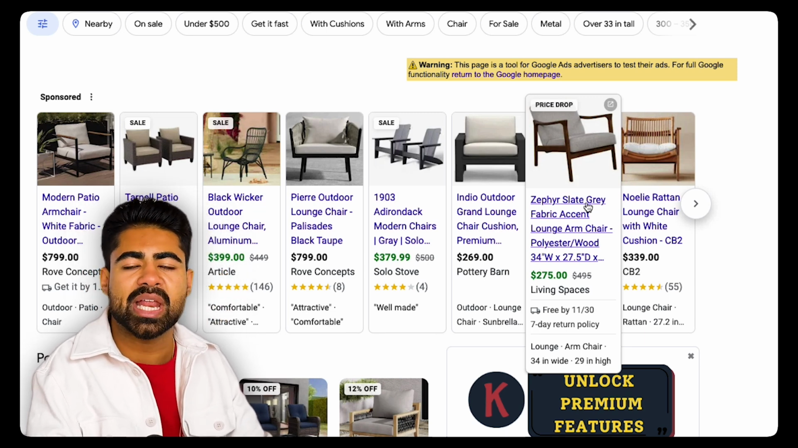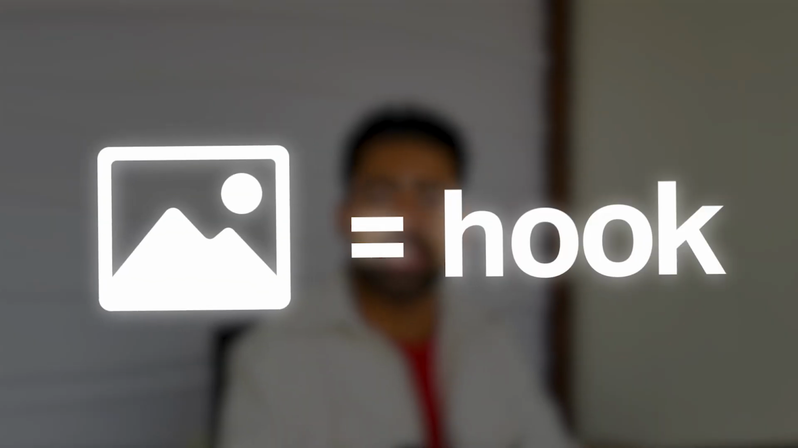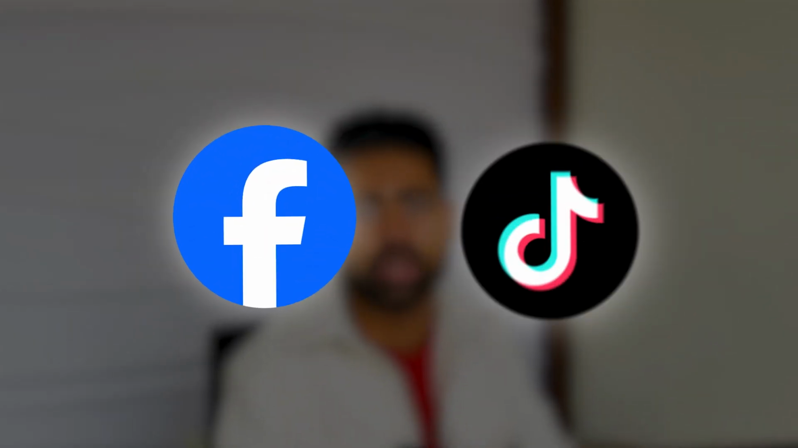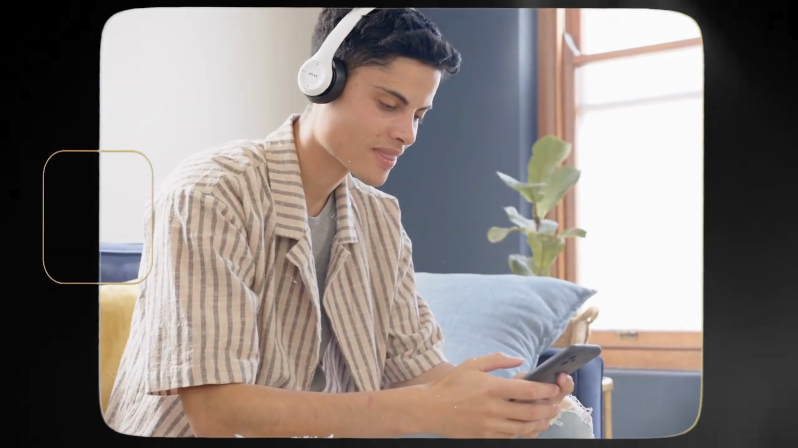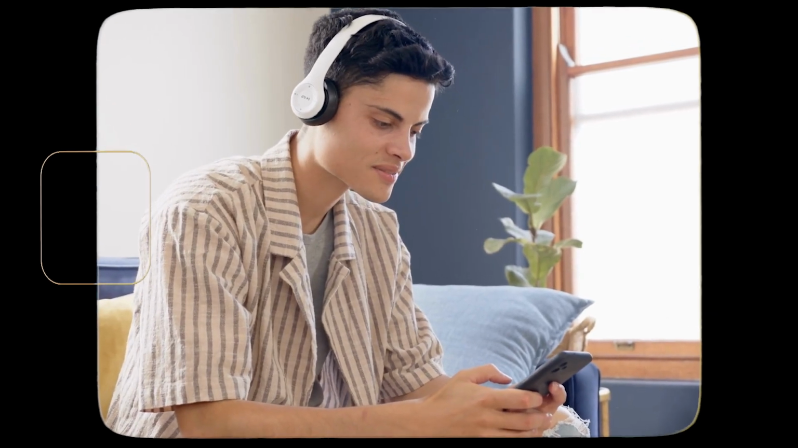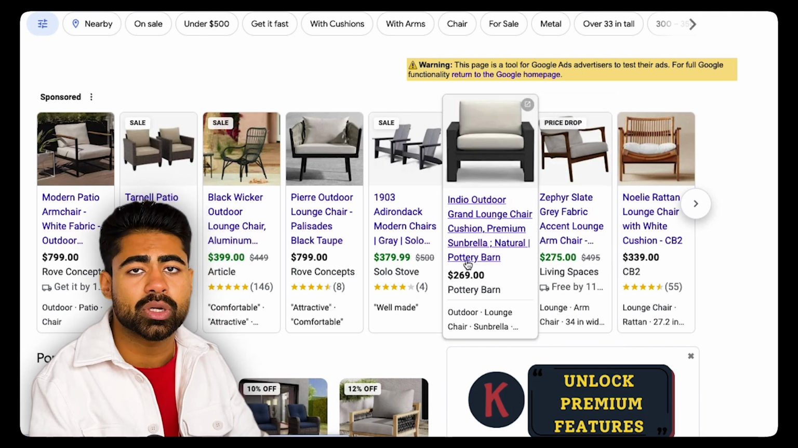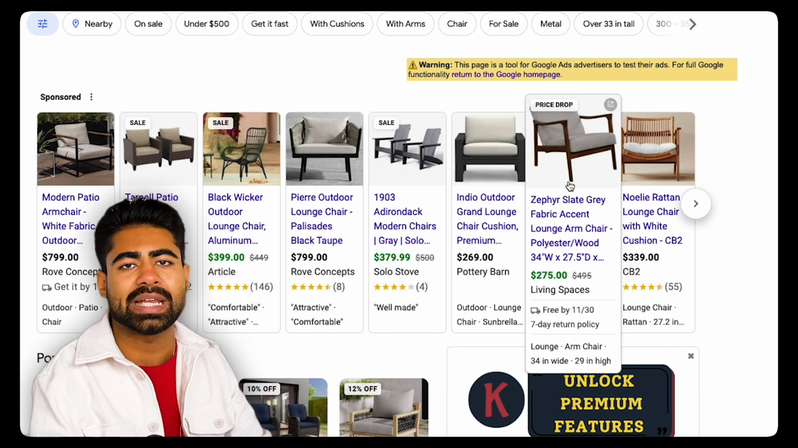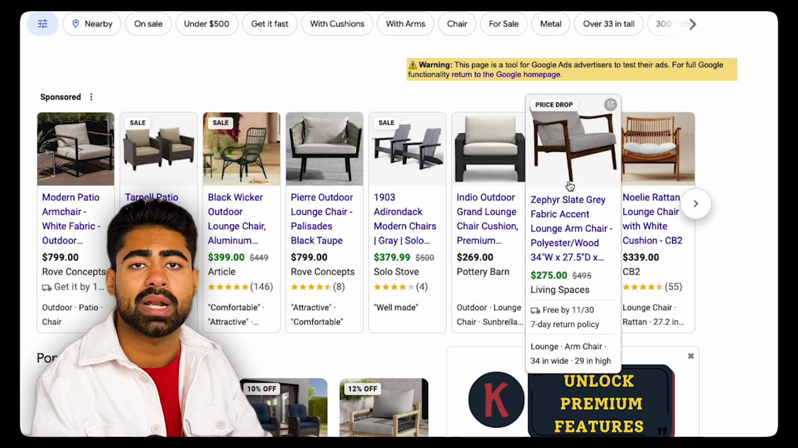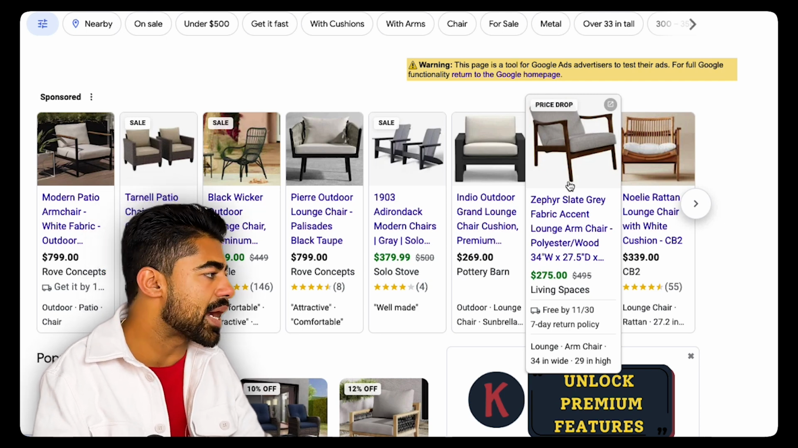is not captivating enough. Remember, your image is like your hook when it comes to Facebook ads or TikTok ads. The hook is what captures your audience to watch all the way through. Same thing here. If your product image is not standing out and not capturing anybody's attention, they're not going to interact with it or click on it, and so on. So to really change things around, you have to ensure you have the right product image which stands out.